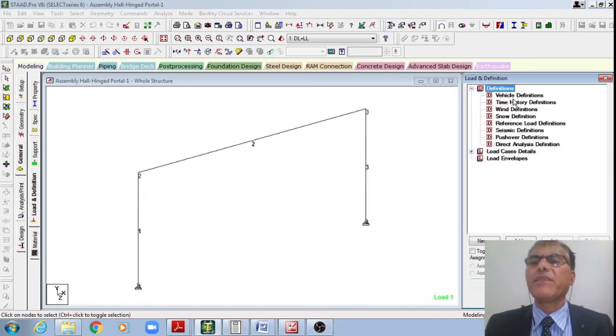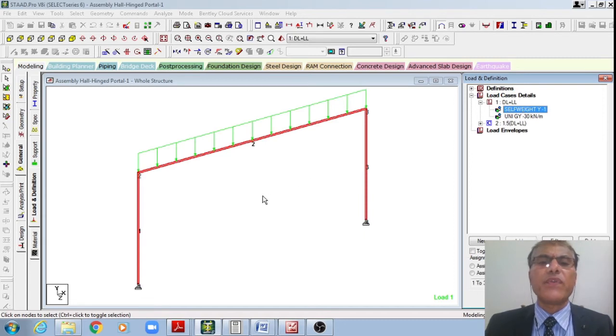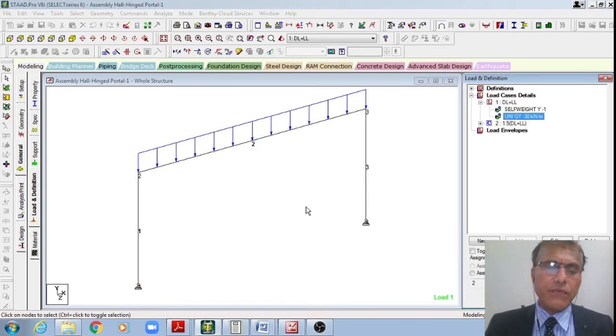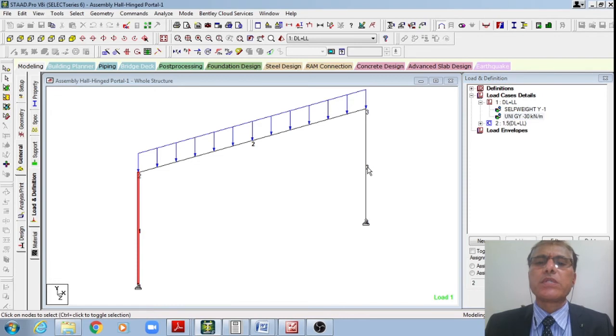Here I don't have any definition other than the dead load and live load. I'll quickly move to the top of that page. I don't have any seismic or wind definitions, so I'll close that page. Now I'll go to the dead load. The self weight is defined using self weight Y minus 1, and the UDL is there in the form of the live load, which is 30 kilonewton per meter, which we already calculated from the given geometry and plan. There are no loads on the columns.